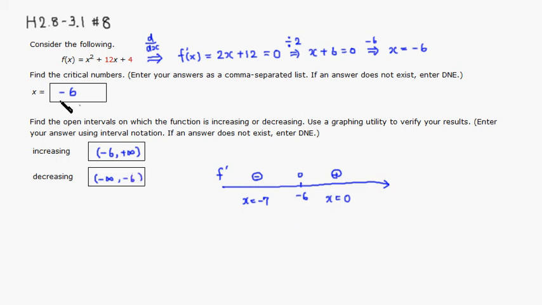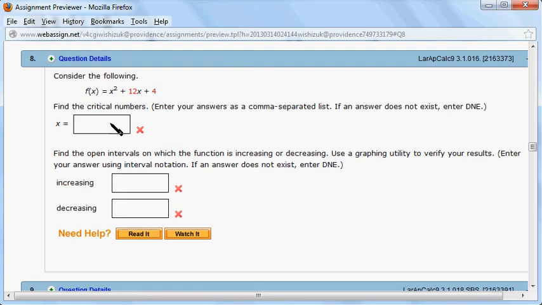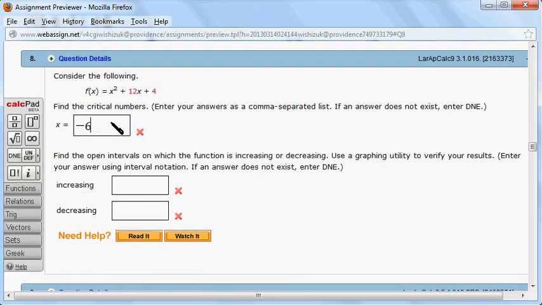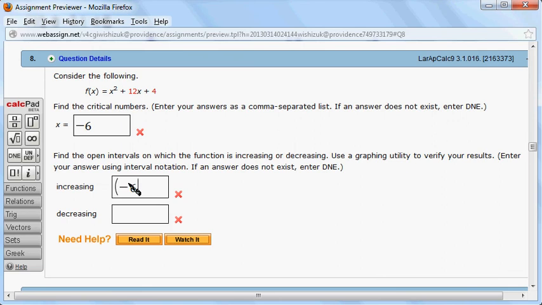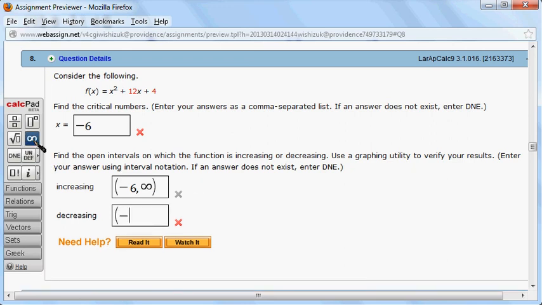So let's type those in. It was negative 6, then the interval is increasing on negative 6 to positive infinity. So we just go to infinity, right here. And the other one is negative infinity to negative 6.